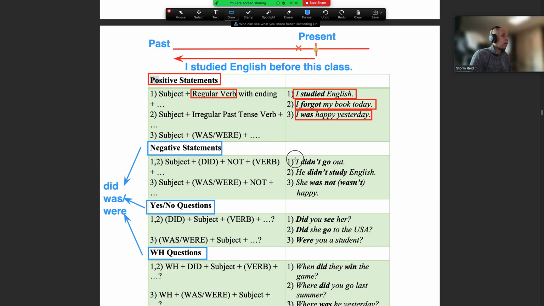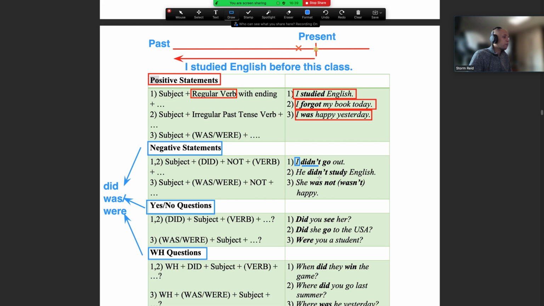Subject, I didn't, so it's negative, right? I didn't go, I didn't play, I didn't eat, I didn't study, I didn't see, I didn't watch, whatever it is, okay? I didn't go out. Again, when, we don't know. So you can say, I didn't go out before this class, or something like that. I didn't go out yesterday, last night, whatever.